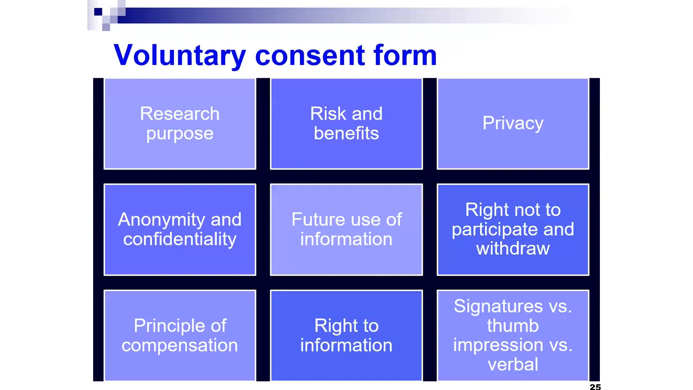So this is how you can ensure the information provided is enough to make the process voluntary. There is a good set of rules for developing a consent form, and a good informed voluntary consent form should have these headings: what is the purpose of the research, risks and benefits, how anonymity, confidentiality and privacy will be maintained, what will be done with the data in the future, what are the rights of the participant, what is the right to withdraw, what compensation the participant may get, and giving them all the information. And finally, providing a signature or a thumb impression is very important.